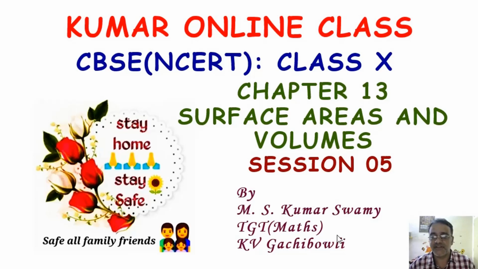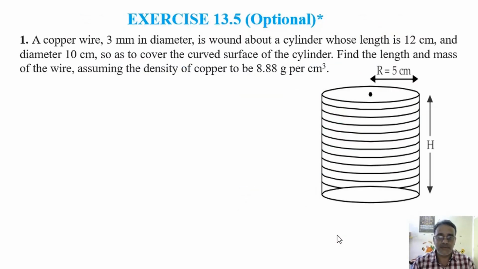Today we are going to start session 5 of chapter number 13, surface areas and volumes. This is the last session for this chapter, and we are going to complete the first 4 questions of the optional exercise, because the last 3 questions are based on the frustum of a cone. So let us start with the first question.